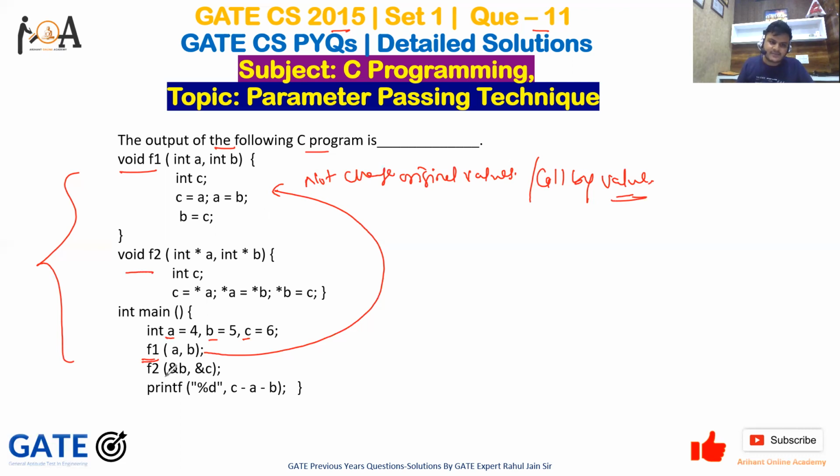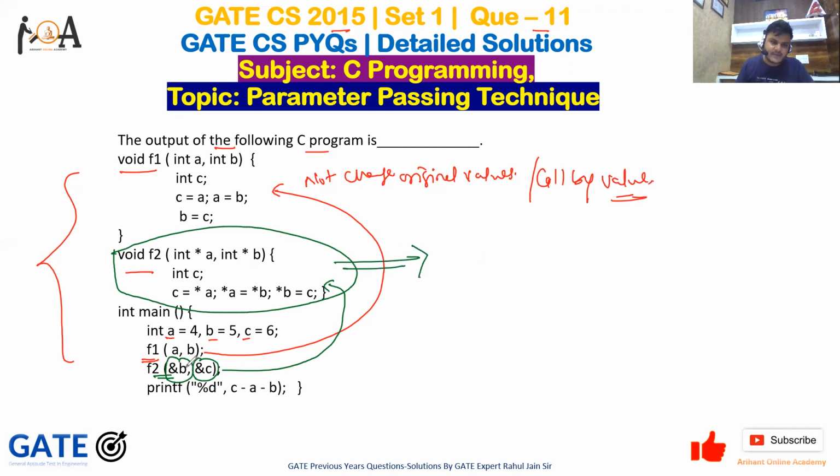But thereafter function 2 would be called, and if you see here, we are calling function 2 with the address of b and c, and we will go to this part. In this part, if you see what we are doing, we are passing the address of b to star a, and the address of c to star b. And here, I hope you can see the logic. c equals star a, star a equals star b, and star b equals c.